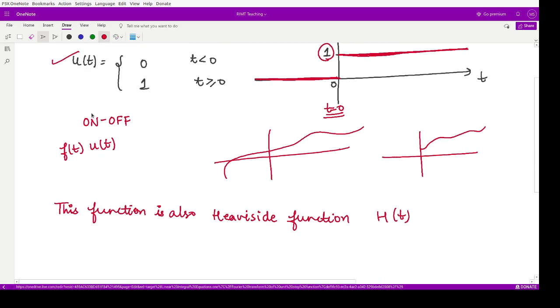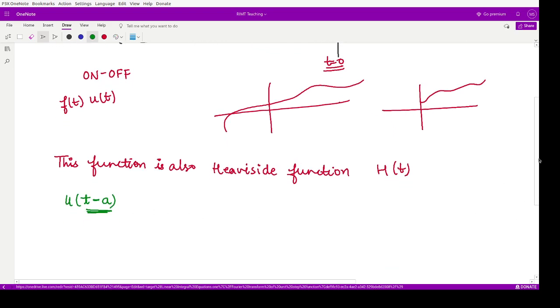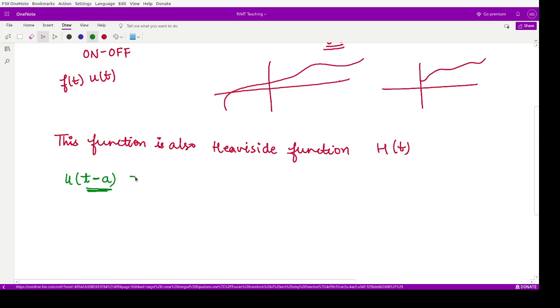Now what if I displace this function? Now I am defining u of t minus a. That means I am shifting the variable t by a units to the right hand side. Why the right hand side? Because I am subtracting a from it. So what is the effect on the function's value? It is again 0 whenever t is less than a. Previously it was less than 0, in this case it is less than a, and it is equal to 1 whenever t is greater than or equal to a.